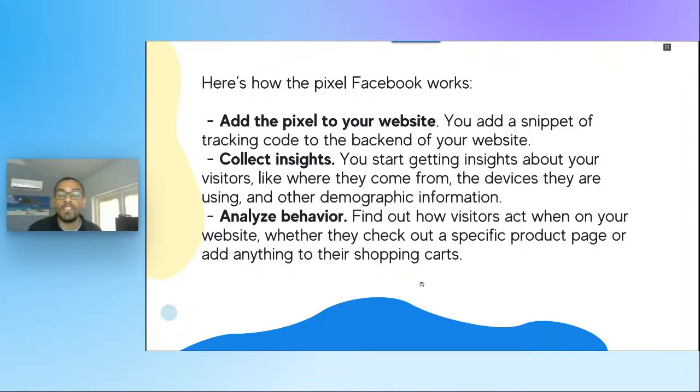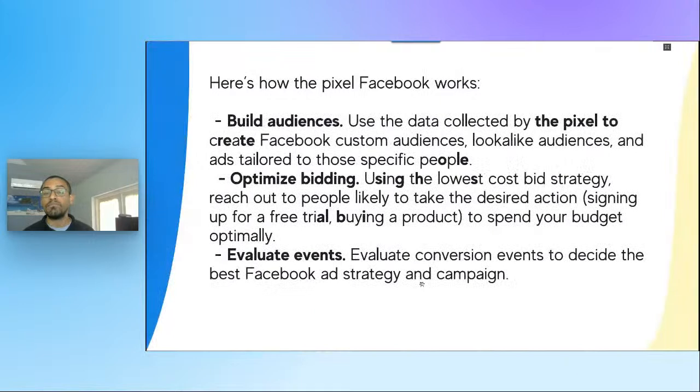Here is how the Facebook Pixel works. Add the Pixel to your website. This is, you add a snippet of tracking code in the backend of your website to collect insight. You can get insight about your visitors, like where they come from, the devices they are using, and other demographic information. Analyze their behavior. Find out how visitors act when they visit your website, whether they check out a specific product page or add anything to their shopping carts.